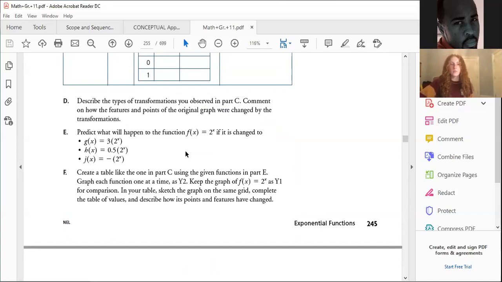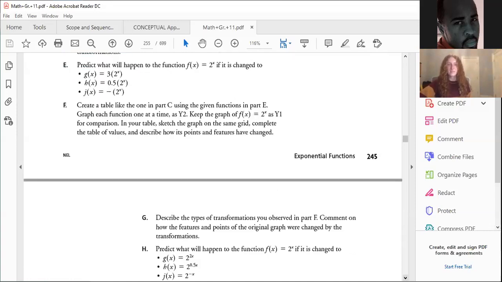The first one has been vertically stretched by a factor of 3. The next one has been vertically compressed by 1/2. And the third one has been reflected over the x-axis.